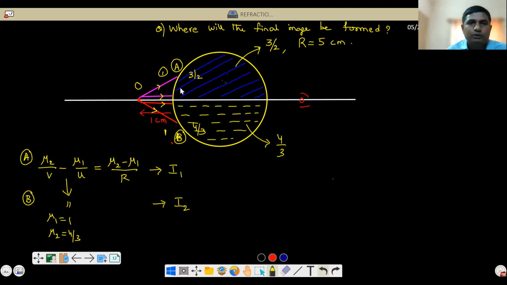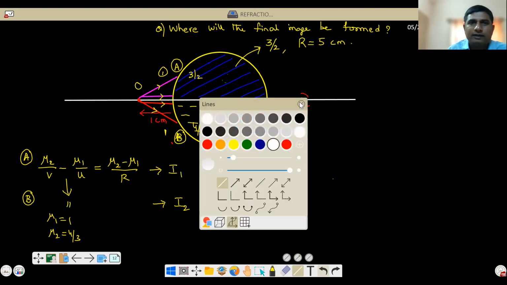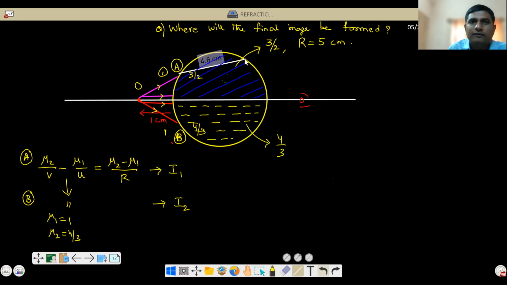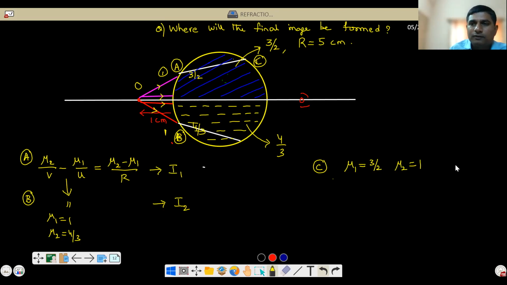Again, now there will be a refracted ray, correct or not? This will be one refracted ray, and here also there will be another refracted ray. Now for this refracted ray, let us say surface C. Now for surface C, apply the formula. Here mu1 is 3 by 2 and mu2 is 1. Apply the formula and you'll get image I3.